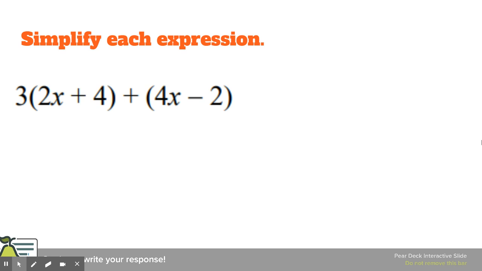Okay, here's another one. 3 times the quantity of 2x plus 4 plus 4x minus the quantity of 4x minus 2. Pause it, do it, use the distributive property, then combine like terms.